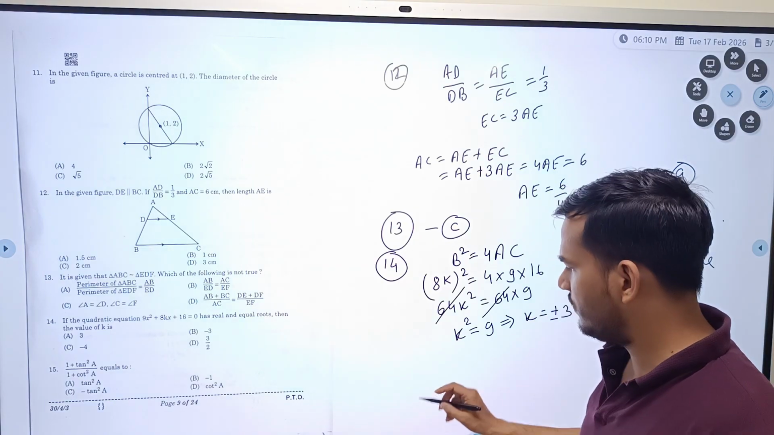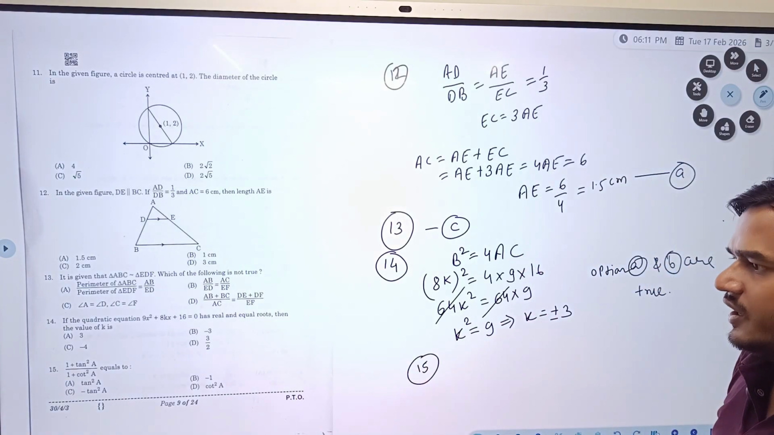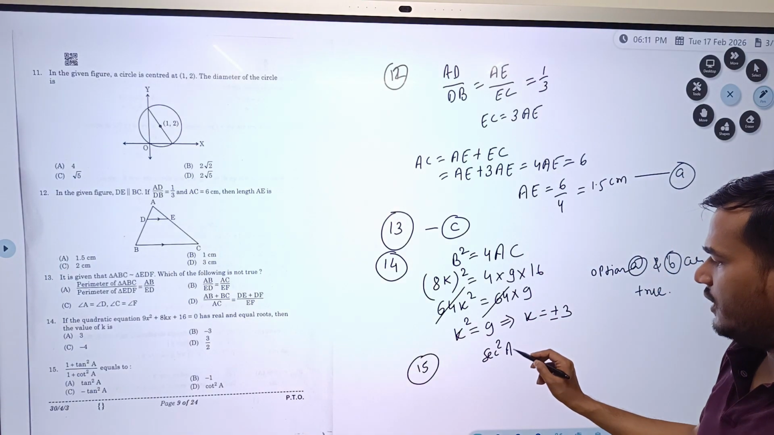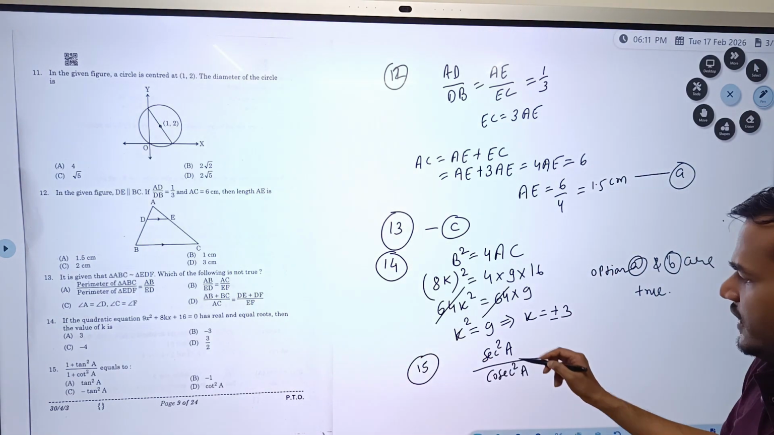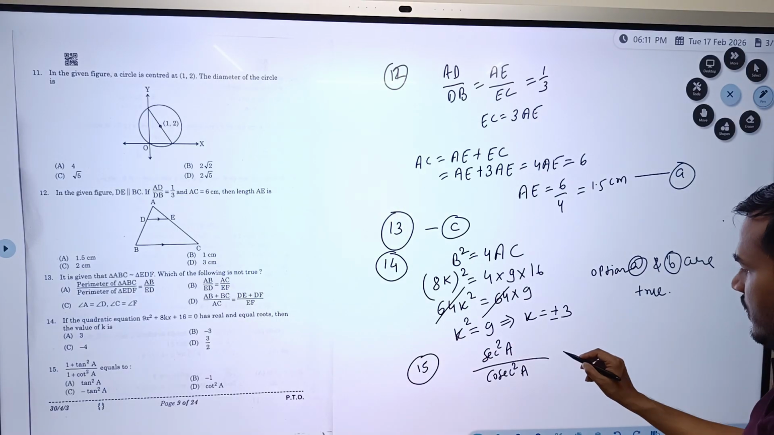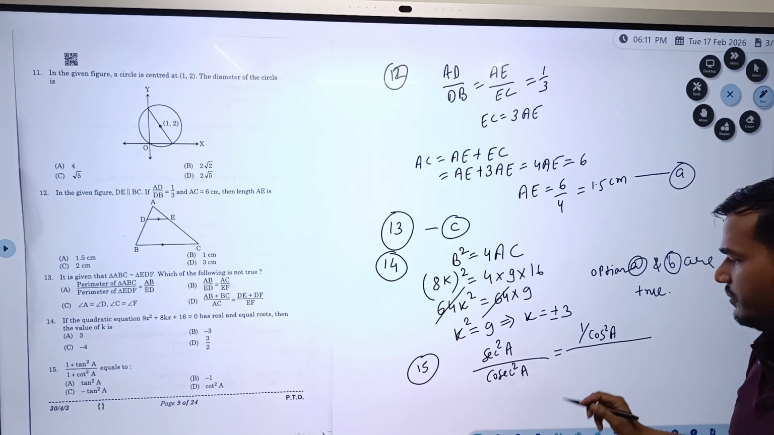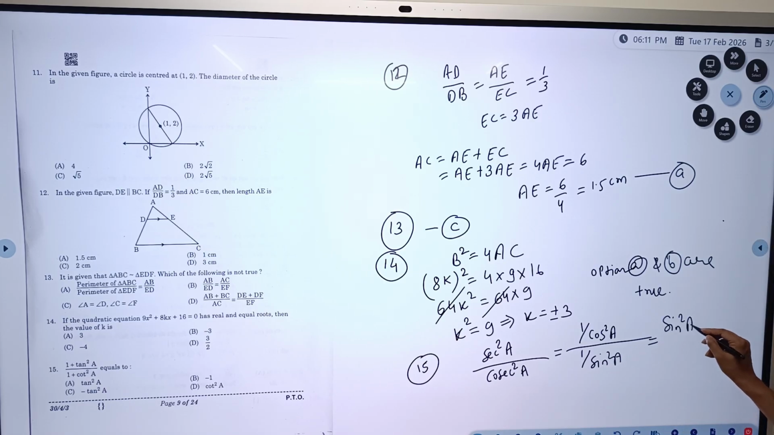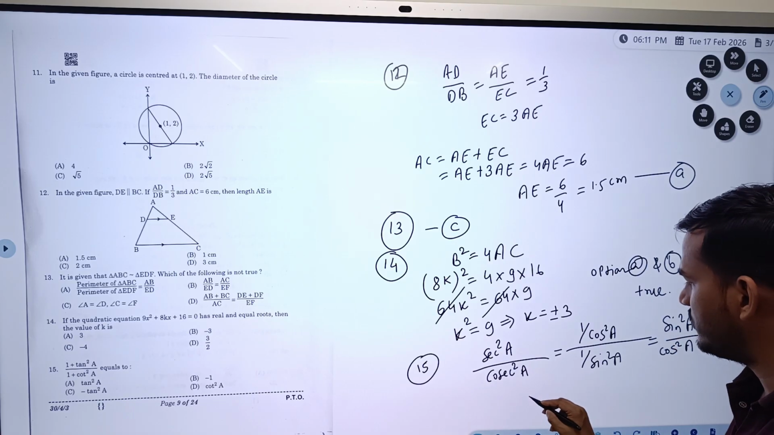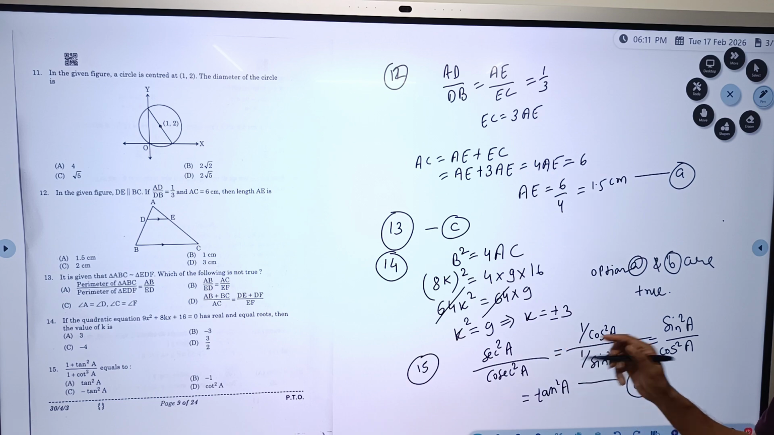Now question number 15. 1 plus tan square A and 1 plus cot square A. These are direct identities. 1 plus tan square A is equal to sec square A and 1 plus cot square A is equal to cosec square A. Now we can convert sec square and cosec square into sin and cos. 1 upon sec square can be written as 1 upon cos square A and 1 upon cosec square A can be written as 1 upon sin square A. So this is sin square A upon cos square A, and sin square A plus cos square A is equal to tan square A, and this is option A. So 15 is option A.